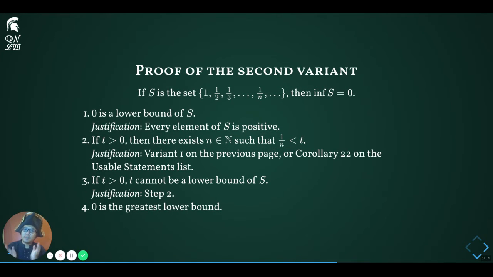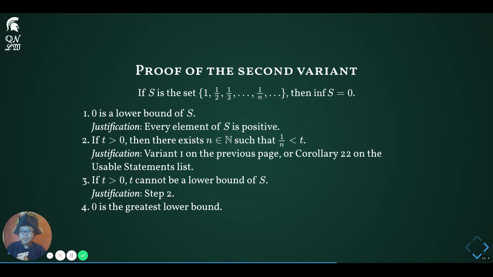Let me first give a proof of the second variant. Remember that to show 0 is an infimum, you need to show that it is both a lower bound and that it is the largest possible one. In step 1, we show that 0 is a lower bound, which is easy because all the elements in S are positive.